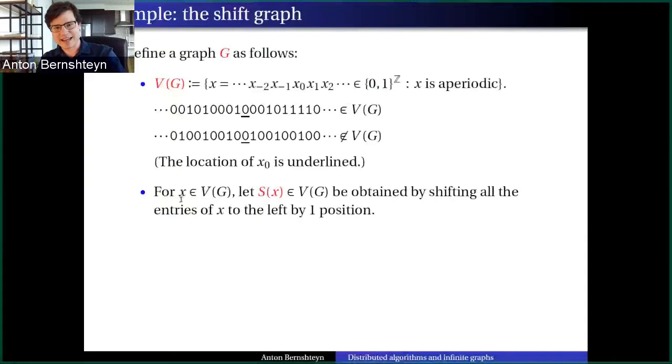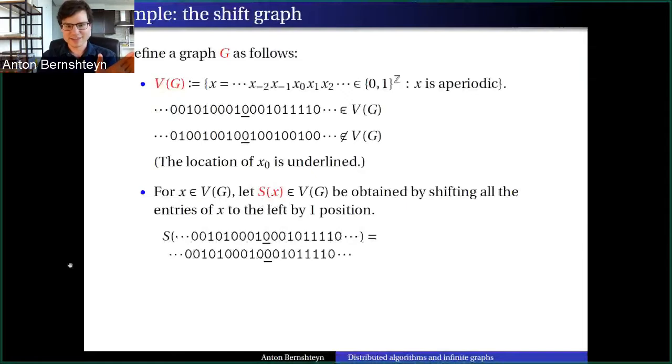So given the vertex X, a vertex is again an infinite sequence of zeros and ones. S of X is another sequence that is obtained from the first one by shifting it to the left by 1. If I start with this sequence here and I apply S to it, everything just got shifted by one position to the left. Or you can think of it as the 0th position now being moved. And of course, if I start with an aperiodic sequence and I shift it by one, it remains aperiodic. So if I start with a vertex, I still get a new vertex.